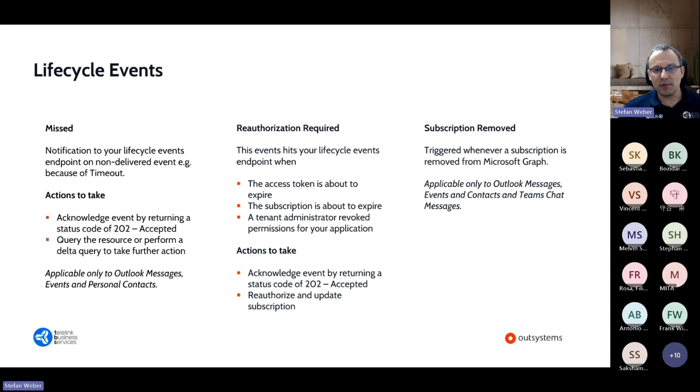Okay. And subscription removed. That is triggered whenever a subscription is removed from Graph API. It is not triggered when a subscription automatically expires because you did not handle the reauthorization required. So in that case, you get nothing. But if someone else, for example another application, is removing your subscription, you get a subscription removed notification and you can handle it. But again, this is only available for Outlook messages, events, personal contacts, and Teams chat messages.